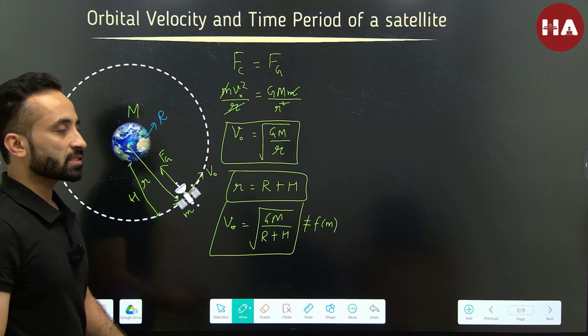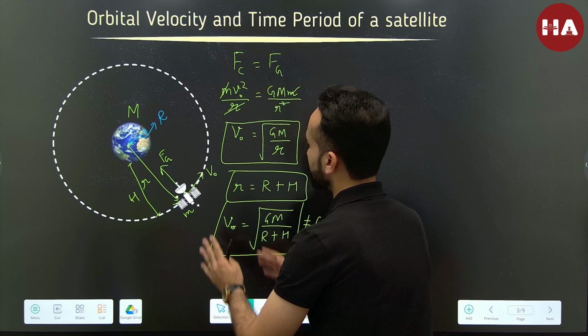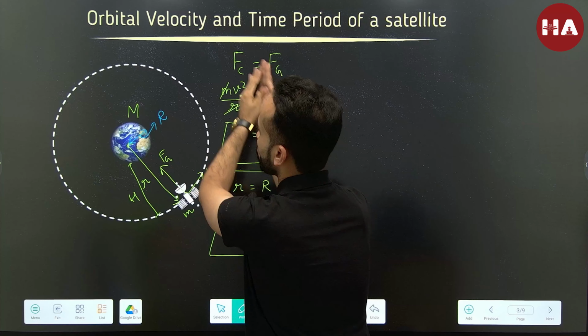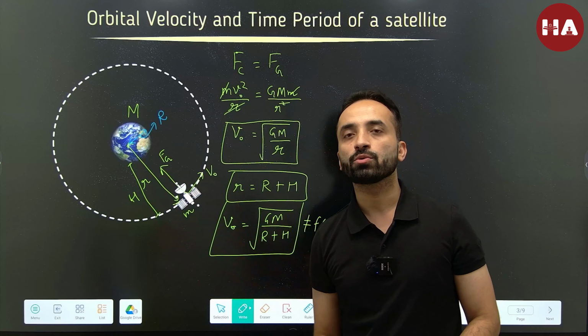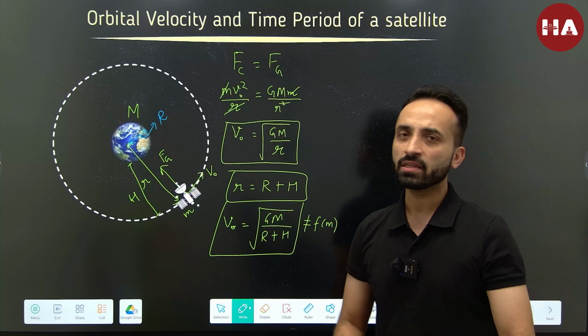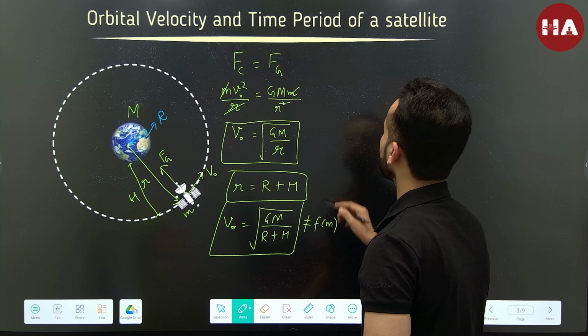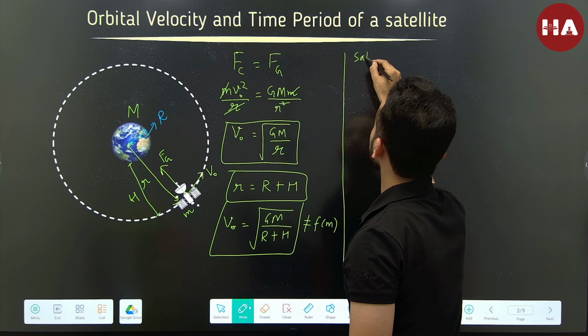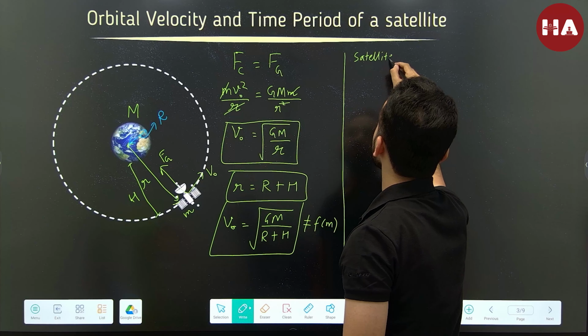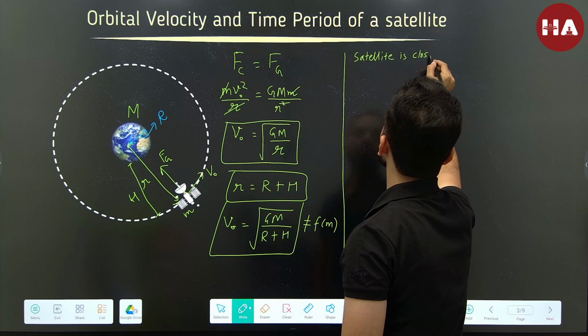Okay, so that's the principle. You do understand that we take the satellite in the desired orbit, then we provide it with that orbital velocity so that it is never able to reach the surface of the Earth. In fact, you can talk about one more thing here: what if the satellite is very close to the Earth?